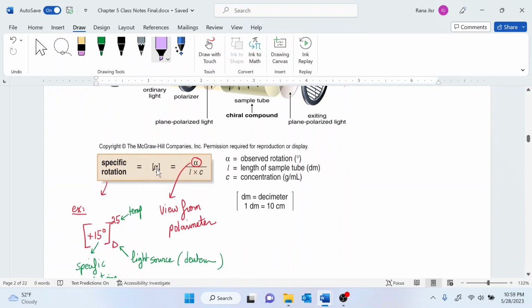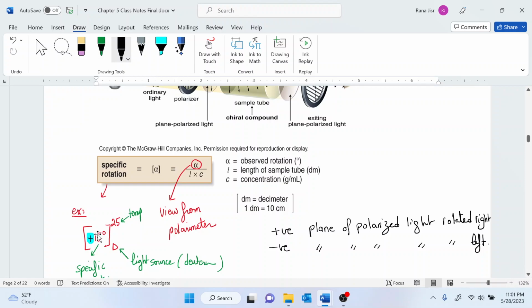Specific rotation is alpha in brackets. And normally within the brackets in there, we indicate the type of the light source. Here it's deuterium, and the temperature at which you measured the observed rotation. So whatever you have here is the angle. This is the angle, the specific rotation of the plane of polarized light.